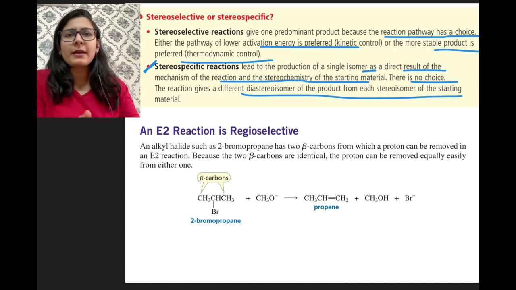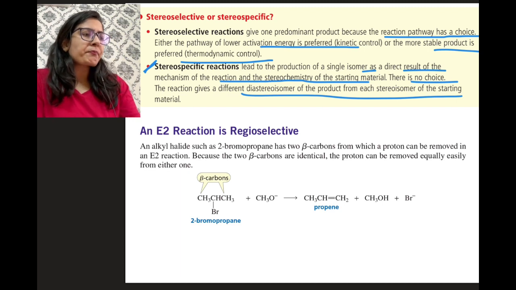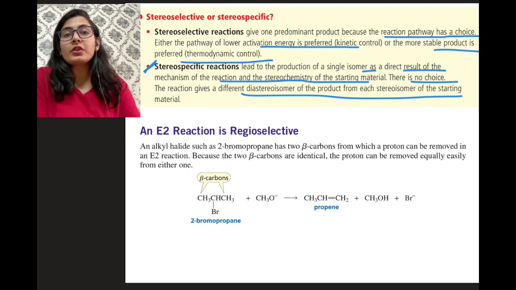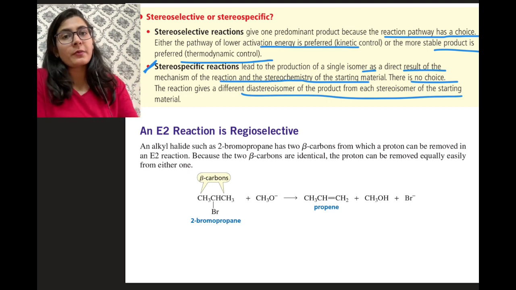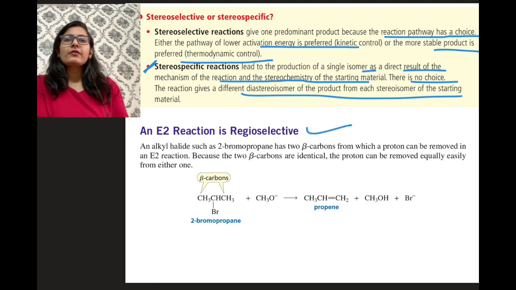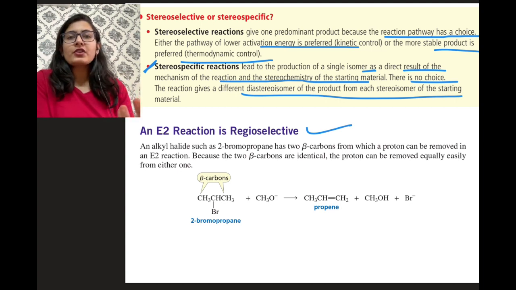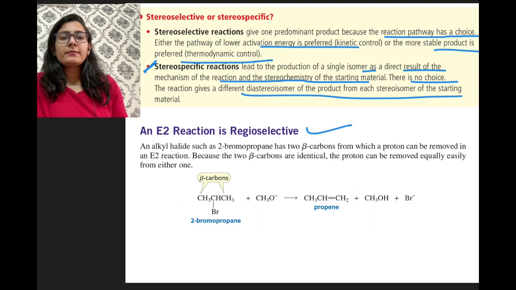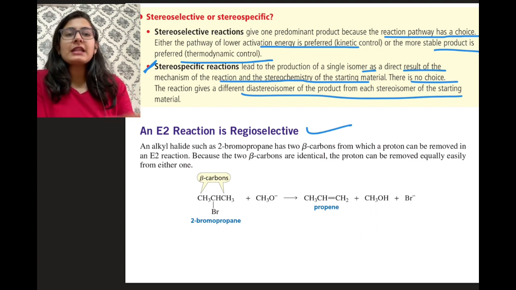I've taken some really good examples from Jerry March and from Carruthers also, but now we will also see E2 reactions, regioselectivity, which is again very, very important. We will combine these two terms to explain the reaction of a lot of compounds. So here the E2 reaction is regioselective. Now what is regioselective? You are getting an alkene, right? Regioselectivity simply means putting the alkene on different carbons, or let's say at different positions, just that.